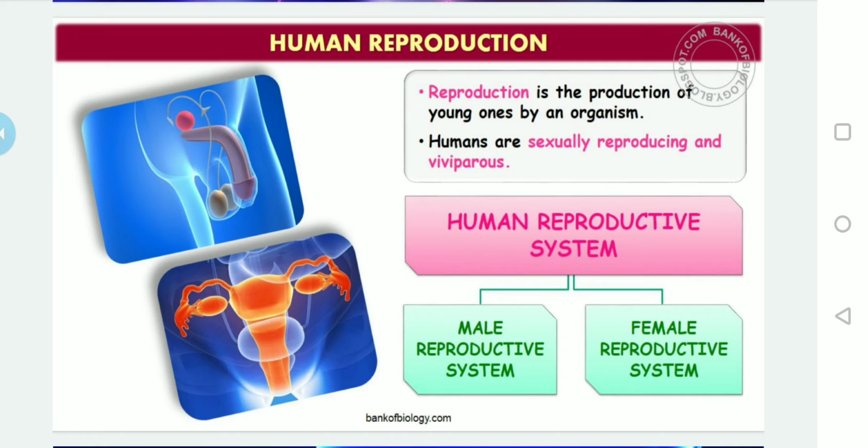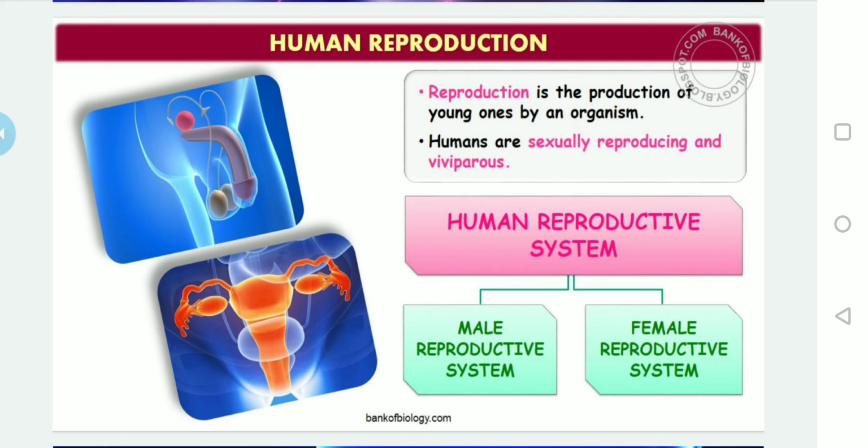The reproductive events in humans generally include, so note down, gametogenesis, insemination, fertilization, implantation, gestation or pregnancy, and also parturition. These terminologies we will discuss later when we come to the topics.